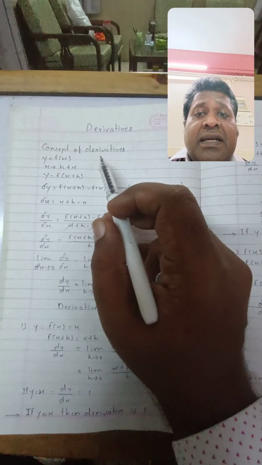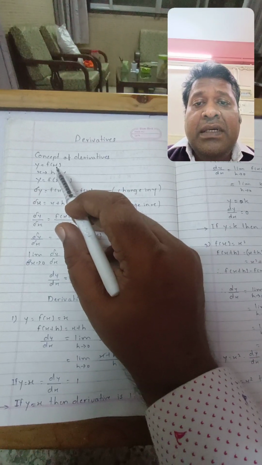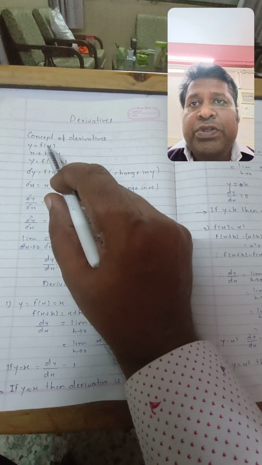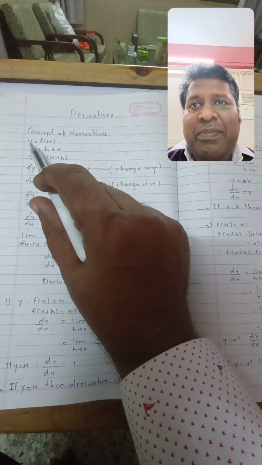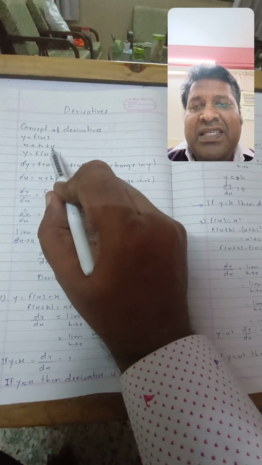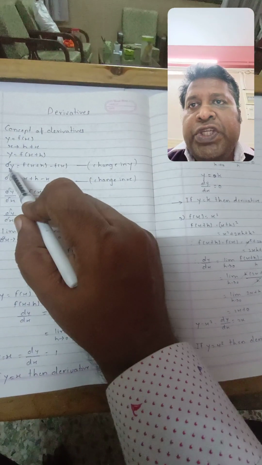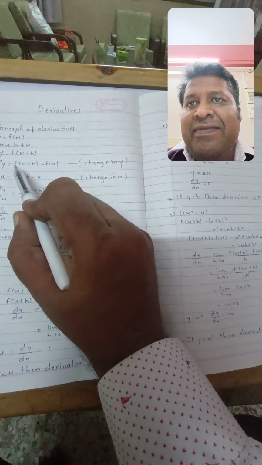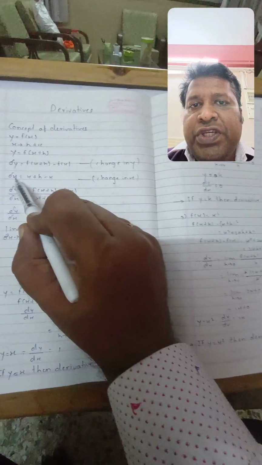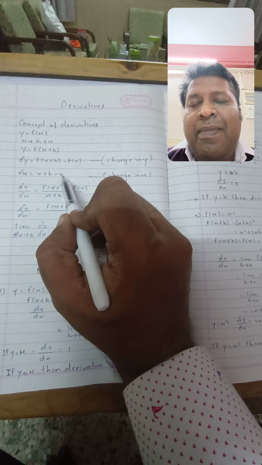Now before understanding derivative, let's understand what is a function of x. If y is a function of x, then it is written as y equals f of x. Now y is the dependent variable and x is the independent variable. So when x changes to x plus h, then y will change to what? f of x plus h. So the change in y, that is delta y, will be f of x plus h minus f of x, and the change in x will be delta x equals x plus h minus x.